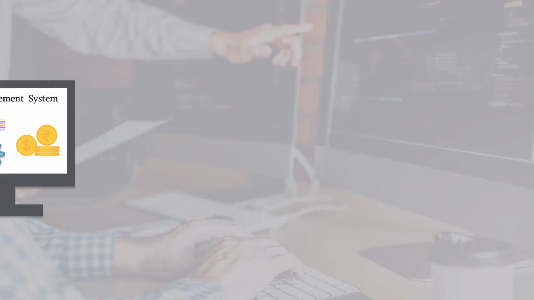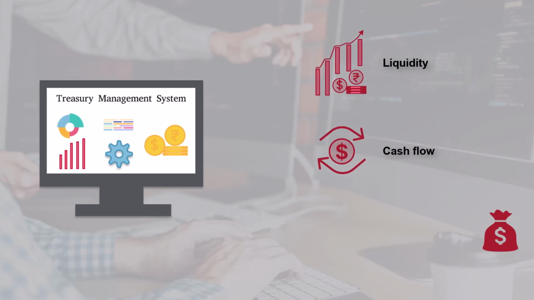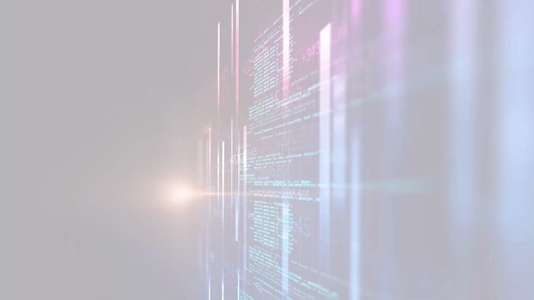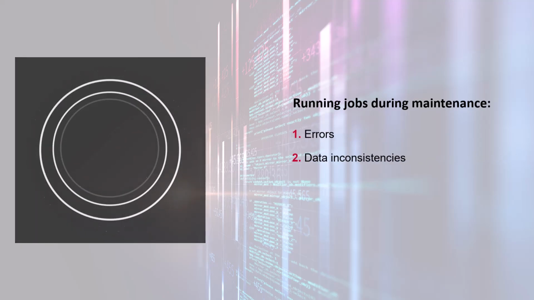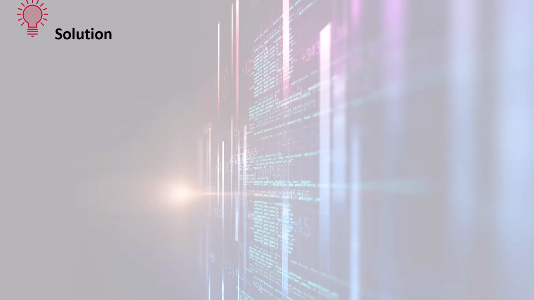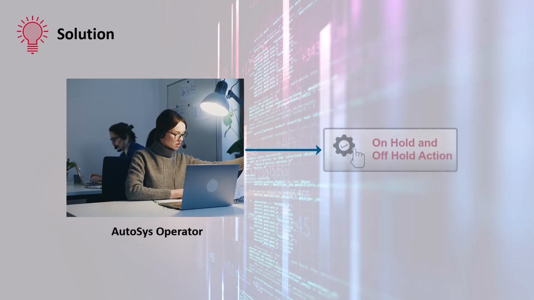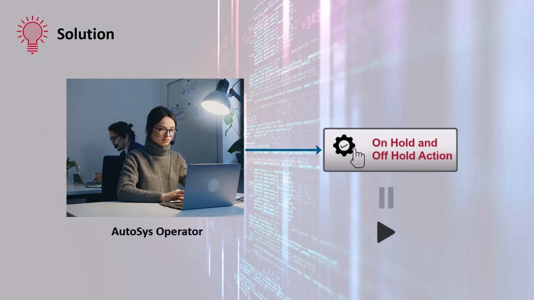One of the treasury management systems that assists in managing liquidity, cash flow, investments, and other treasury-related functions is scheduled for maintenance due to system upgrades and enhancements. Running jobs during this maintenance could lead to errors, data inconsistencies, or system overloads. To avoid disruptions in the automated workflows, the operators at Hedmoral Bank decided to use the on-hold and off-hold actions to temporarily pause and resume the execution of jobs.